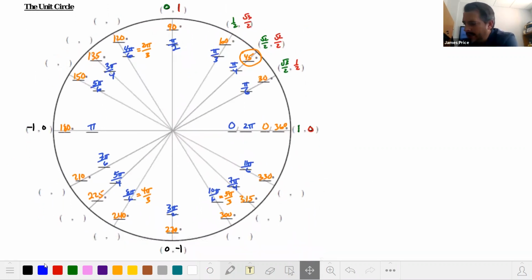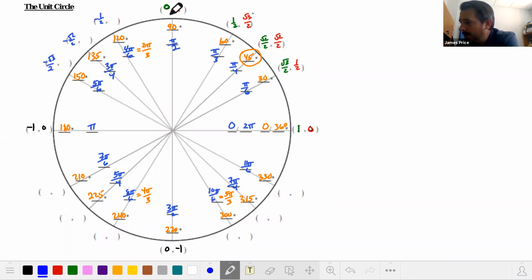And so I'll get the rest of these by simply reflecting over the y-axis. So the outputs will be the same, but the inputs will all be negative. So this 1/2 will become -1/2. This root 2 over 2 will become negative root 2 over 2. And this root 3 over 2 will become negative root 3 over 2. So you just go to the left, so the inputs now become negative, and the outputs stay exactly the same.